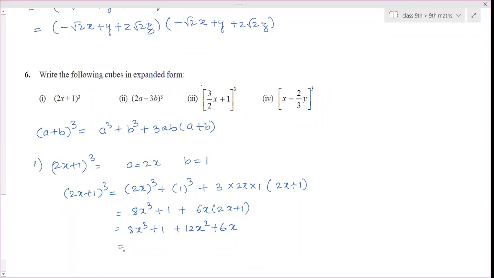And finally, generally all the polynomials are written with decreasing order of the variable exponents. So we can write this as 8x cube plus 12x square plus 6x plus 1. It is not mandatory, but this is the standard method of writing any polynomial.